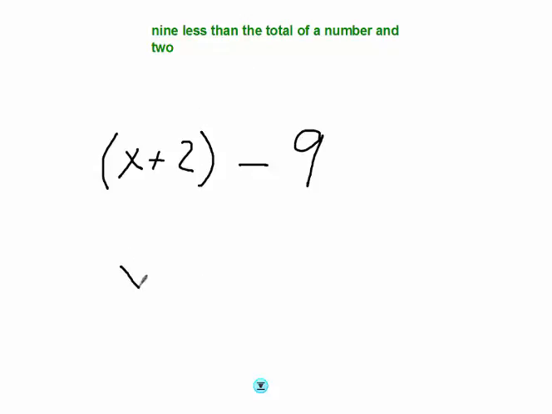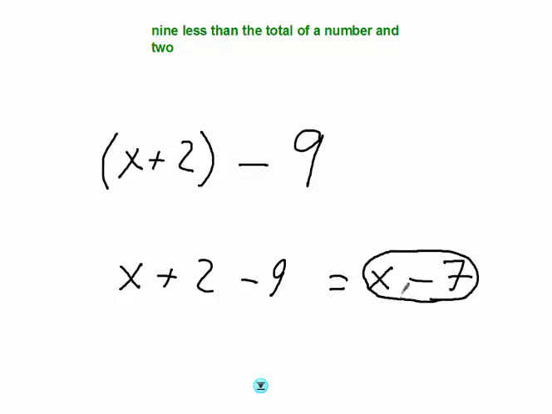The other thing you can do is you can actually just simplify it. So x plus 2 minus 9. The positive 2 and negative 9 gives us x minus 7. And that's the simplified version. Unless I tell you to simplify it, if I just say convert this phrase to an expression, this is totally fine. But I'm just showing you how it relates to our other math problems.